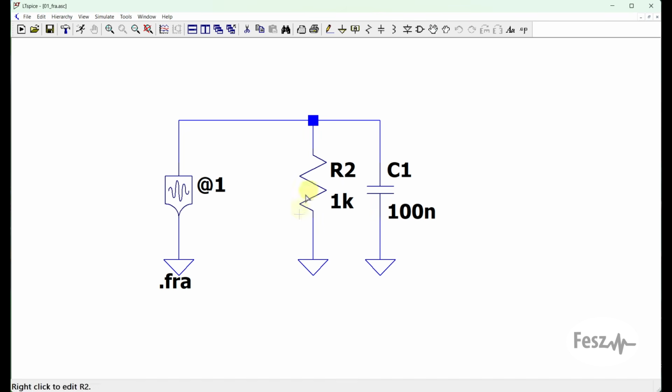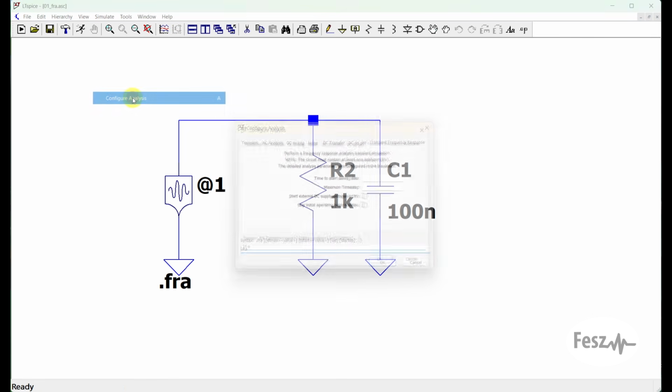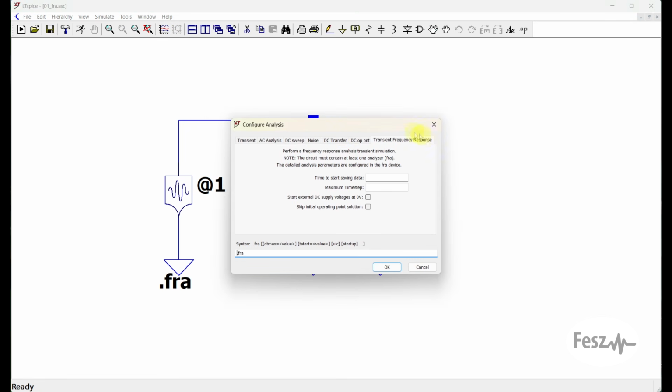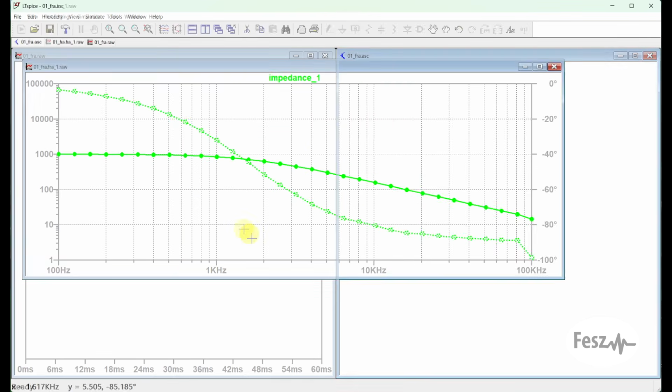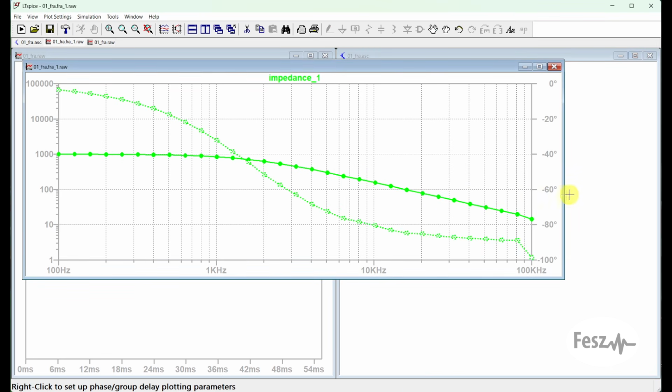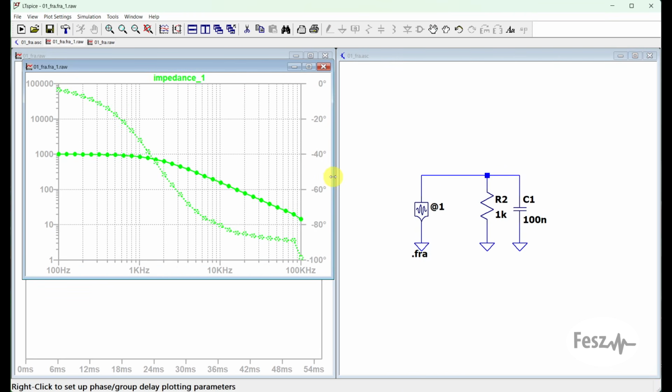Now to run an FRA simulation, in the simulation setup we need to select the transient frequency response type of analysis, and if we hit OK, we can now run the simulation, and we get the impedance as calculated over the requested frequency range. So it starts off at around 1 kilo ohm, and then it slowly drops off as the capacitor's contribution becomes more and more significant.